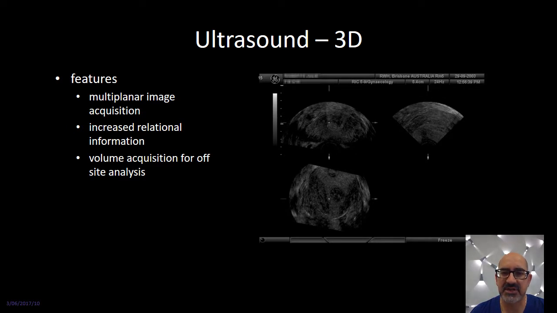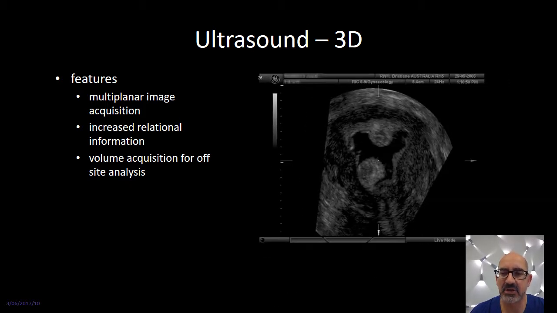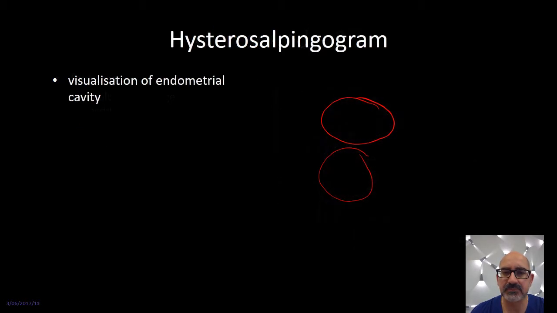3D ultrasound adds a further level of definition in that it allows volume acquisition and also the capacity to report off-site, and allows us to visualize the fibroid in relation to other structures. And so you can see over here that the reconstructed image gives nice spatial localization of the fibroid with 3D acquisition. 4D acquisition simply means that this occurs in real time.